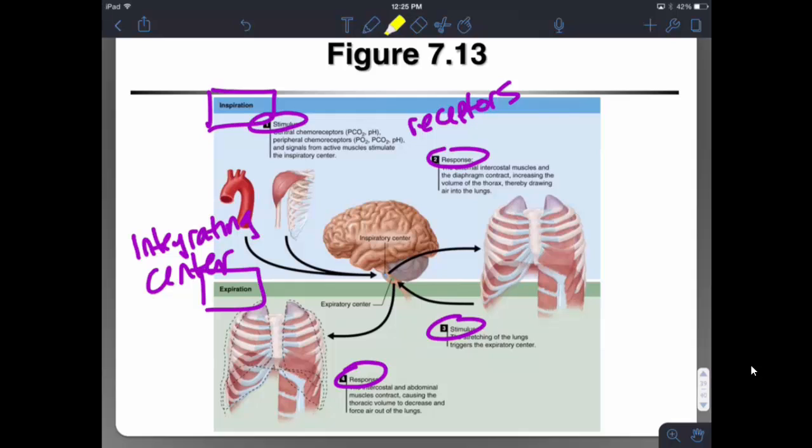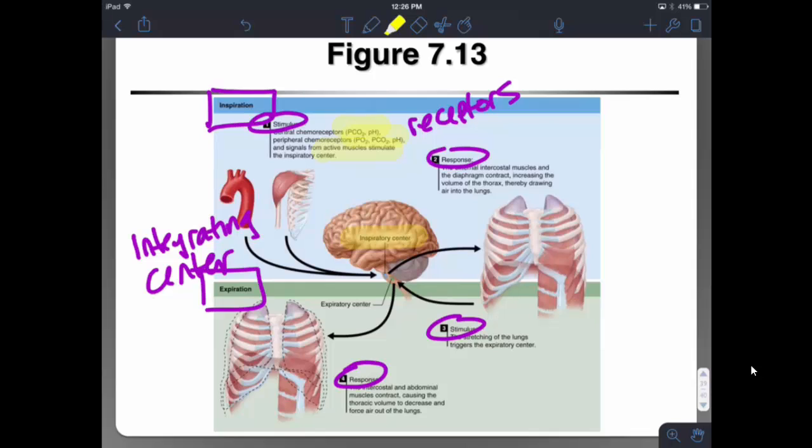So if you get a stimulus, some of the stimuli include an increase in PCO2, a decrease in pH, a decrease in PO2, and also signals from the active muscles, and those are the mechanical receptors, sending information to the inspiratory center about what's going on. And if there's an indication that PCO2 is up, pH is down, PO2 is down, mechanoreceptors are activated because muscles are moving, the inspiratory center, the integrating center, is going to interpret this information and determine a response.